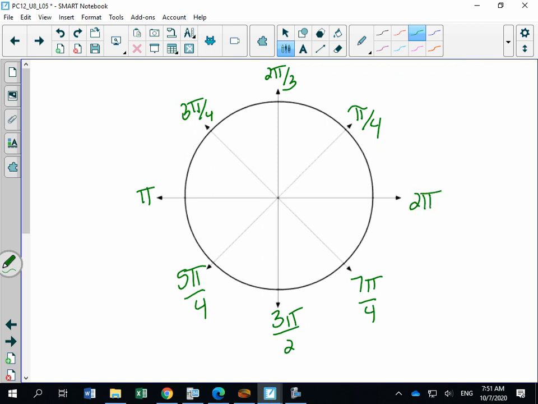Okay, the only one I'm going to clean up, what am I doing over here? Sorry, this should be over 4. 2 pi over 4 reduces to pi over 2, so let's clean that guy up.